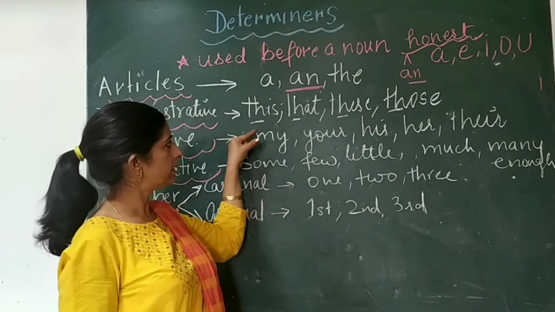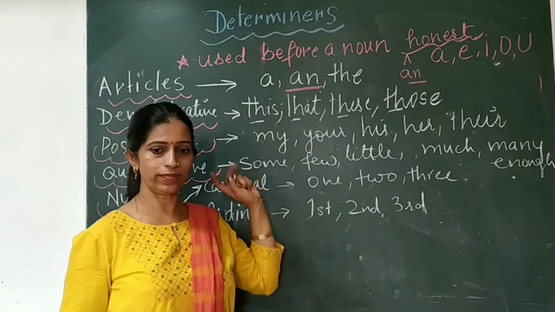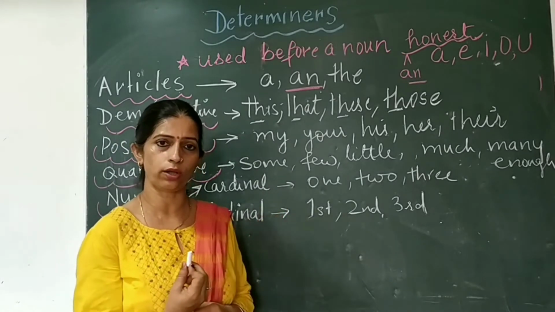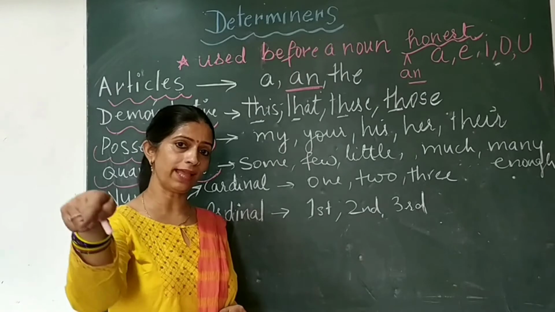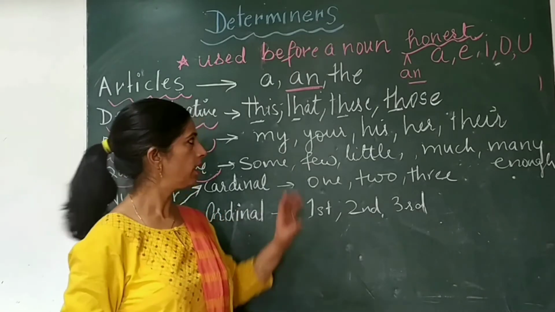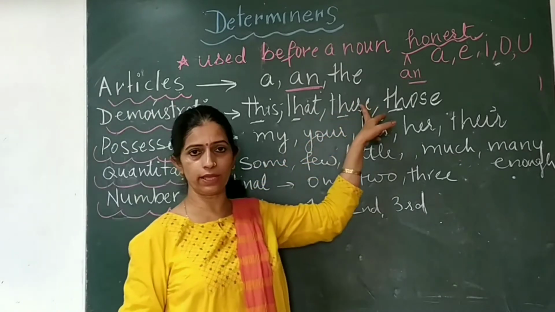What is the difference between this and that? This is used with singular. This chalk: I am having this chalk with me. But that chalk, which is lying on the table, is far away from me. So that chalk.